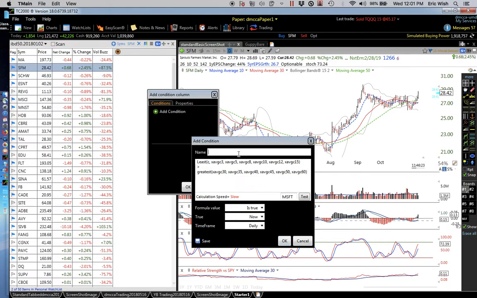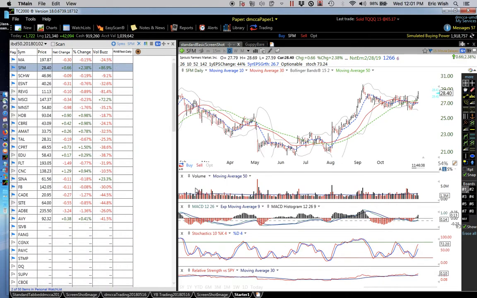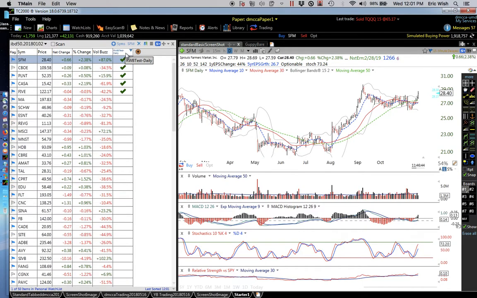I'm going to name this RWB test, and this will be my daily. Time frame is set to daily, and so I'm going to do that and do that. And now I have the RWB test daily on my column. I can sort by that column. And these stocks should all show the RWB pattern on a daily chart.